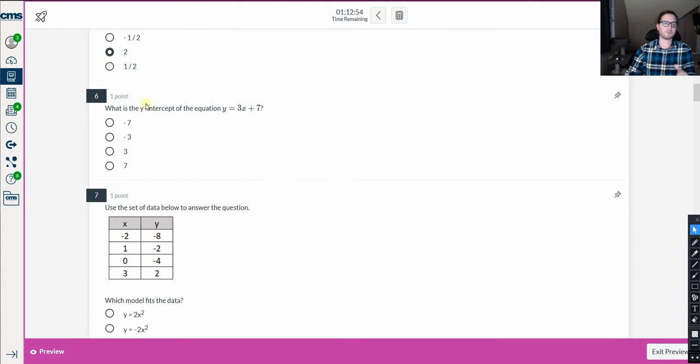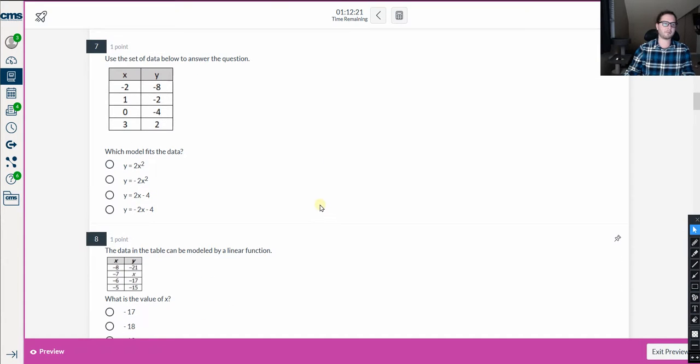For number 6, this one was asking, what is the y-intercept in this equation? And we know in our equation, y equals mx plus b, that m is my slope and b is my y-intercept. And whether this symbol in front is a plus or minus tells us if it's positive or negative. So because this says plus 7, we know that the y-intercept for this equation is positive 7.